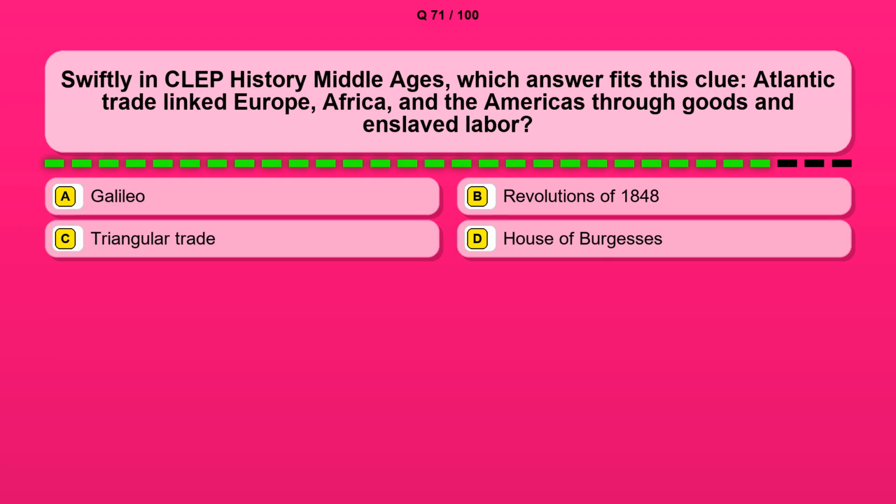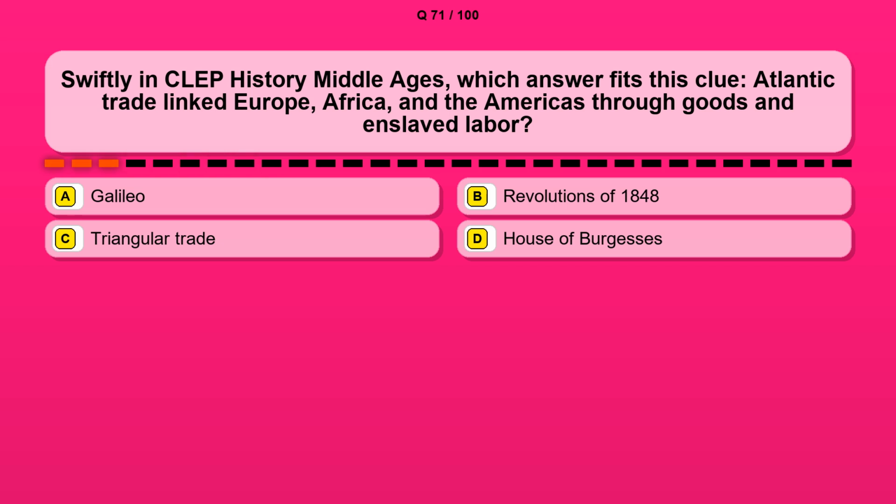Question 71. Swiftly in CLEP History Middle Ages, which answer fits this clue? Atlantic trade linked Europe, Africa, and the Americas through goods and enslaved labor. Option A, Galileo. Option B, revolutions of 1848. Option C, triangular trade. Option D, House of Burgesses.